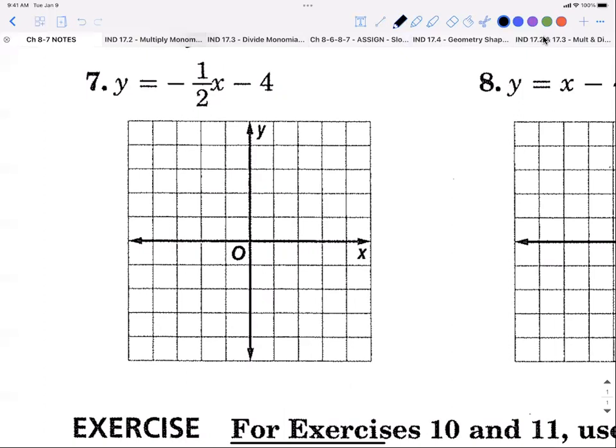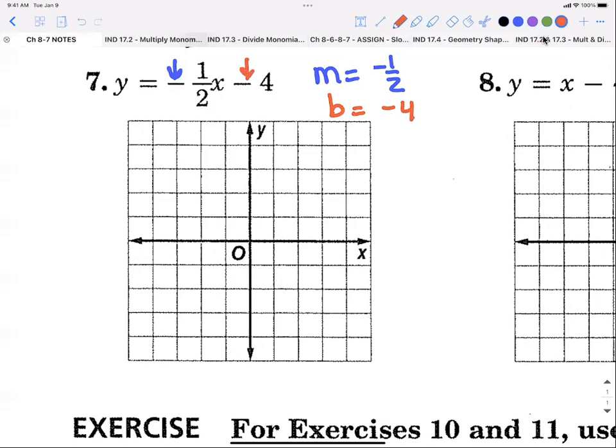Very, very easy. Okay, and I want you to do this on every problem. Out to the side, I want you to write m equals, and then state your m. What's our m here? Don't forget the negative. -1/2. And our b is, good, -4. Don't forget your negative. Good.